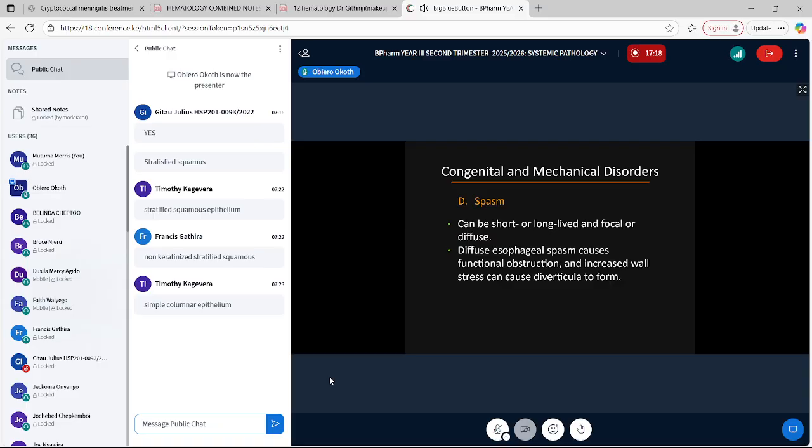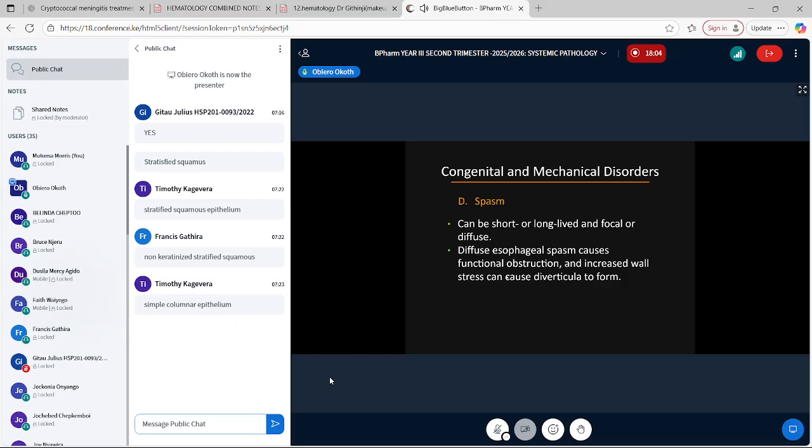Spasm is basically when there's irregular or confused peristalsis. Peristalsis or contractions that are short or long-lived or focal or diffuse that are not coordinated. So basically what you have here is a functional obstruction. It means the muscle wall is okay, but the muscle wall is not coordinating the peristalsis. So in fact, the food remains. You feel like you can't swallow. You have functional obstruction, and sometimes because of that excessive intraluminal pressure, you can have diverticula. That's all I'm going to say about spasms.